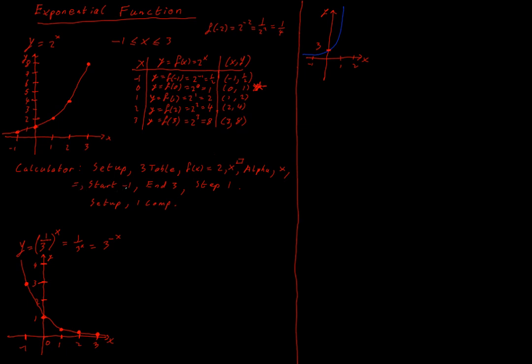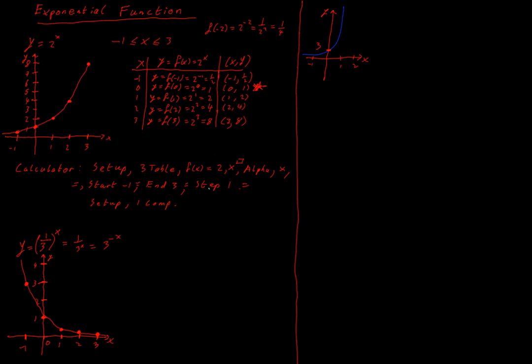and then we're going to get into screens that say start, and we're going to start at -1 because we want our smallest x value at -1. When we hit equals again, we're going to get end, and we want to end at 3. And then we hit equals again, and we'll get step, and we want to run in steps of 1. So x is changing by 1 each time. Then when we hit equals, we will get a table that looks basically the same as our coordinate type table. And we can use that to draw our graph.